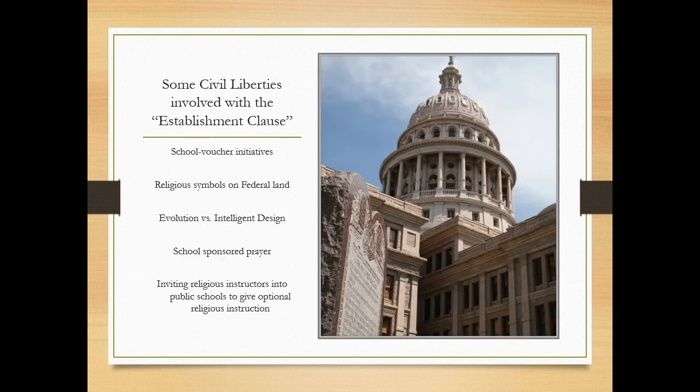Looking at the Establishment Clause specifically, what might be some issues? Well, school voucher initiatives, religious symbols on federal land, teaching evolution versus intelligent design. What about school-sponsored prayer or inviting religious instructors into public schools to give optional religious instruction? Your book touches on many of these. I know that your book has a wonderful little cartoon in chapter 4 about school vouchers. It talks about religious symbols on federal lands. It talks about teaching intelligent design. And so these all come under the Establishment Clause because, in effect, what it would mean is that Congress would be establishing a religion or benefiting a religion, or religion in the Constitution is prohibited.